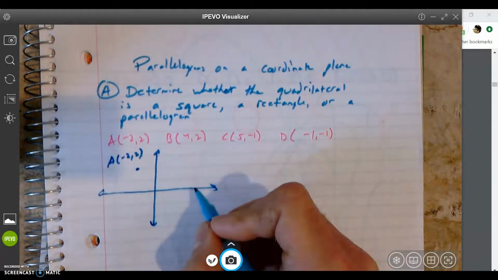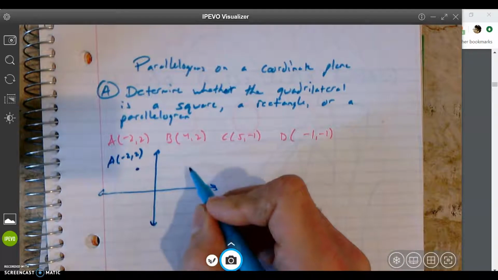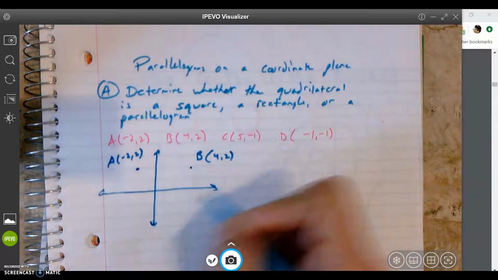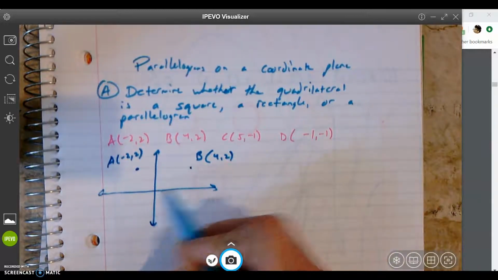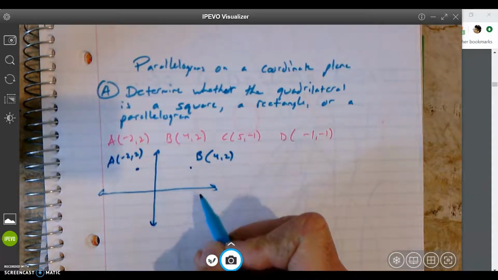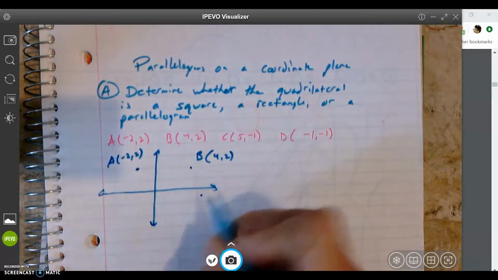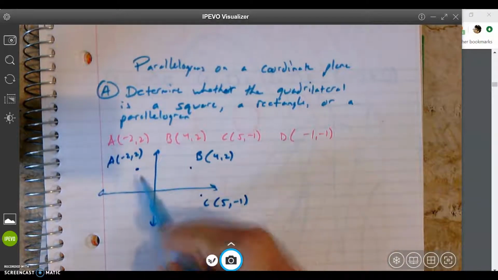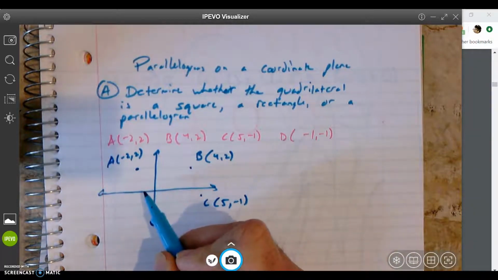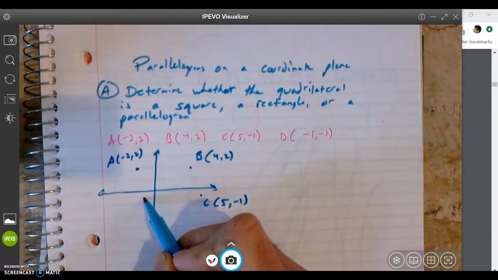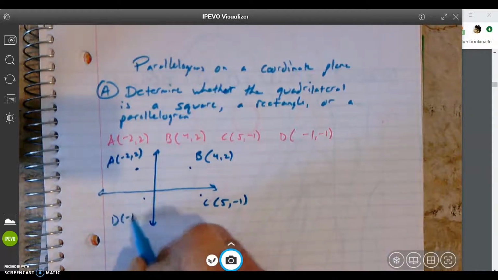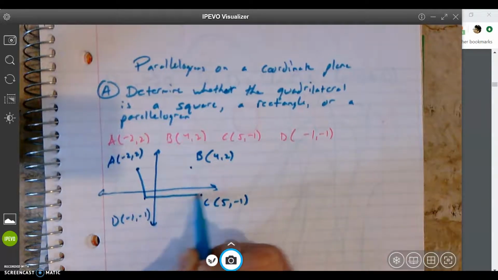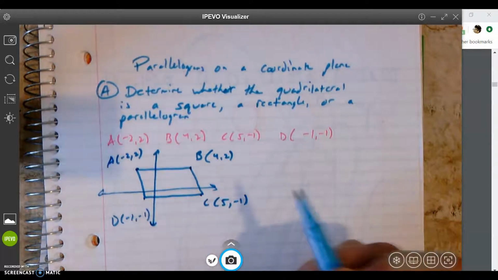Don't just put a dot. B is 4, 2. So this is 2, so it's going to be 4, 2. Then C, which is 5, and it goes a little bit further than that, 5, -1. That's C. And then D is -1, -1. So something like that. Connect the dots. So it looks like that.